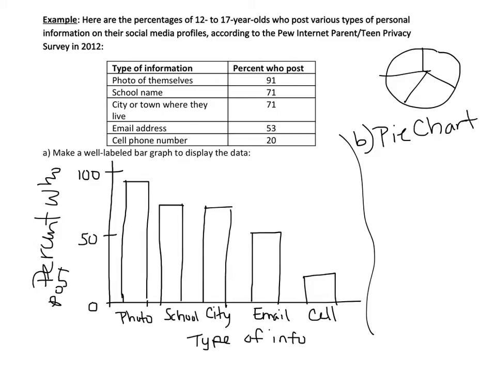You might notice that here we have percentages, which is great, but they do not add up to 100. The reason is because there are many people who have photos of themselves and also have their school name or their city or town. So it's important that you know that pie charts only work if every single person can only be part of one category. So in this case, it is not appropriate.